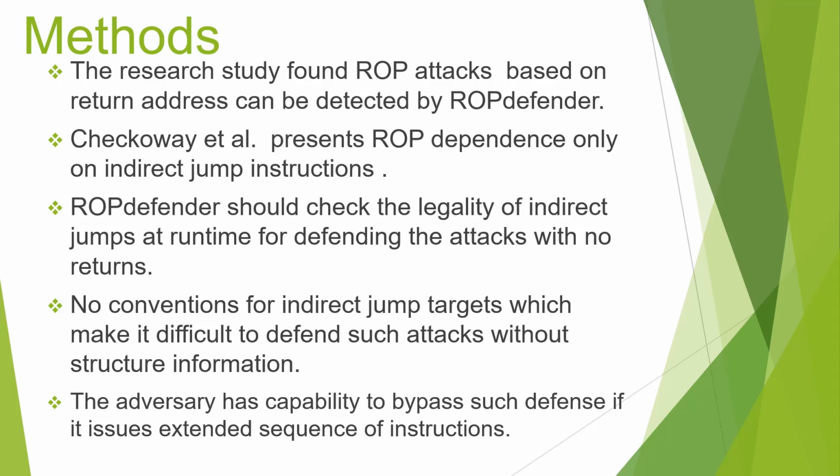However, Jump-oriented attacks present ROP dependence only on indirect jump instructions other than return instructions. ROP Defender should check the legality of the indirect jumps at runtime for defending against attacks with no returns. However, there are no conventions for indirect jump targets, which makes it difficult to defend against such attacks without structure information. Moreover, the adversaries have the capability to bypass such defense in case they issue an extended sequence of instructions.